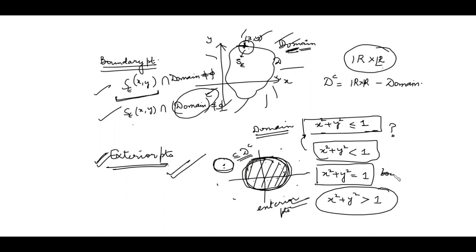These are the boundary points. These are the interior points, right? So these are interior, boundary and exterior points. Now the next concept is boundedness. So when will you say your domain is bounded?